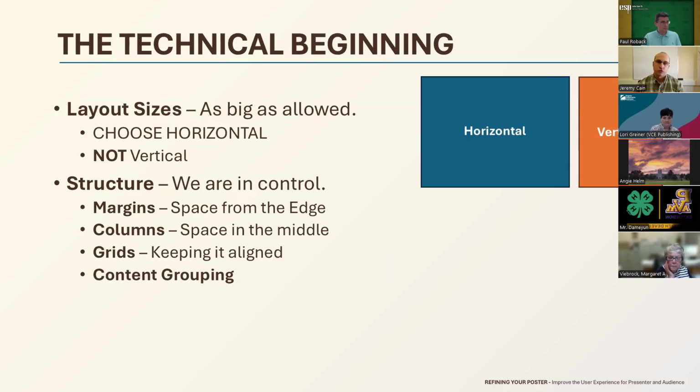And the rules, if you're going to a conference that has a rubric for judging, stick to the rubric. I like to say it's like play to the rule book and then bend the rules. So make sure you're following specific guidelines and then start tweaking things. So 48 by 36 horizontal is my go-to size. And inside this space, then we'll get into the structures that we're going to use: margins, which is the space from the edge, columns, which is spacing in the middle, grids, which help keep everything aligned, and then ultimately grouping your content together.